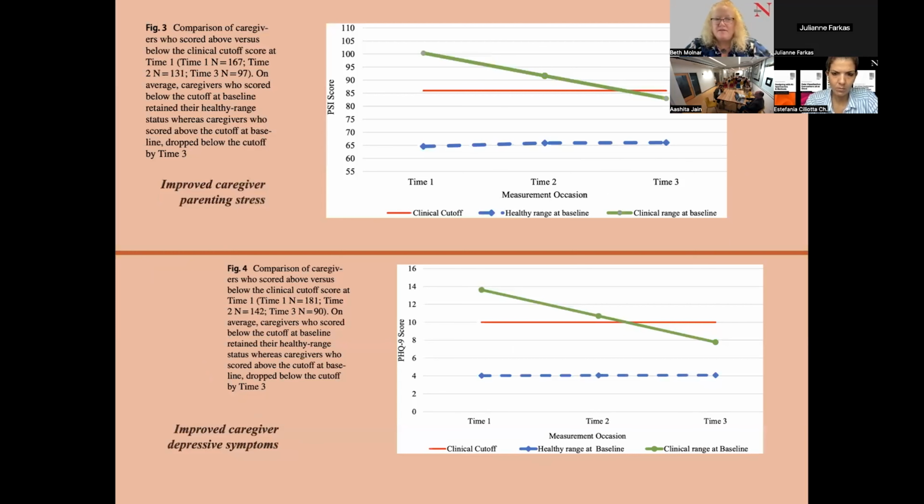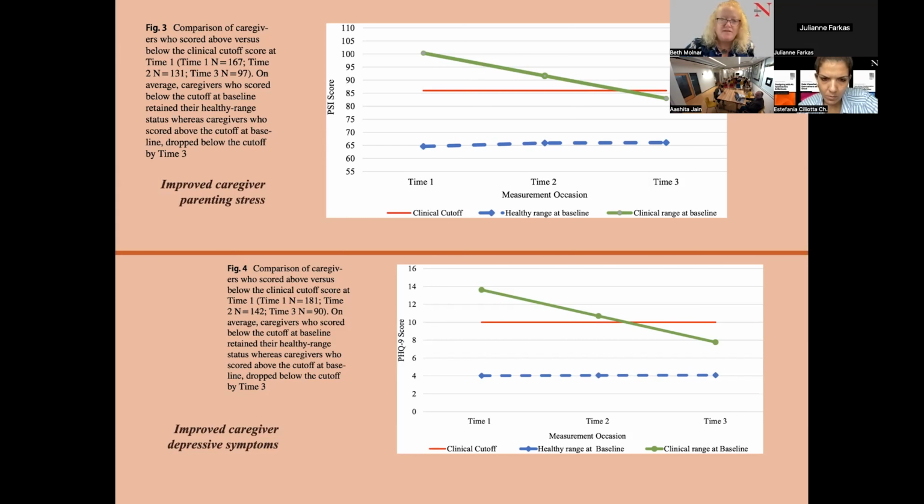So at the top is the improvements in the parenting stress measure. Again, the green line at the top at time 1, on average, the parents were above the clinical cutoff in parenting stress, parenting-related stress. And then you can see the nice decline we saw as we moved along to times 2 and 3.